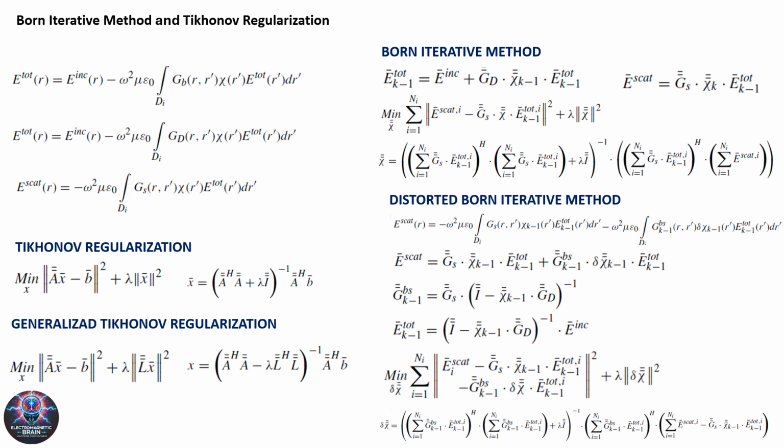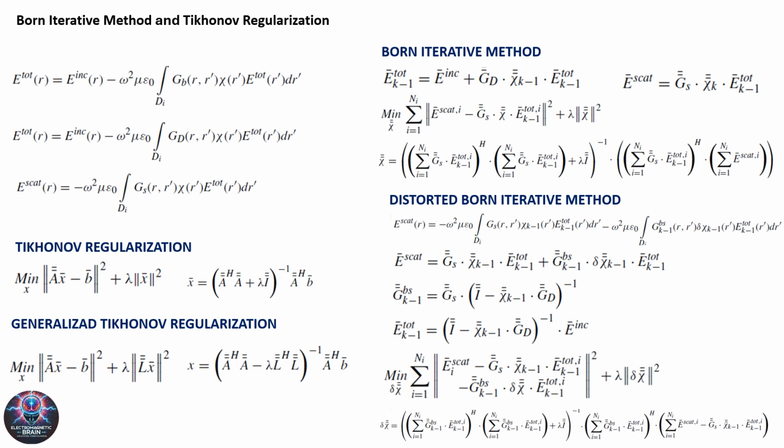We then have a second expression for the total field, which differs slightly by using a domain-specific Green's function, G_D(r), tailored for the particular medium of interest. Finally, we introduce the scattered field equation. This equation relates the scattered field to the total field and the Green's function G_S(r), which represents how the wave interacts with the scatterer.